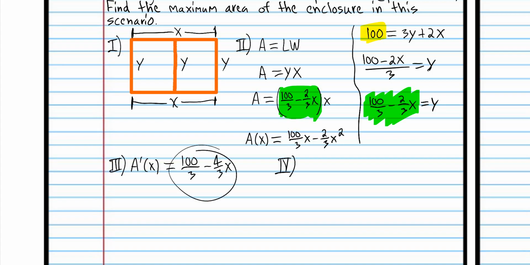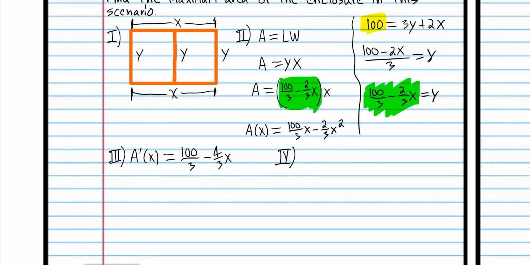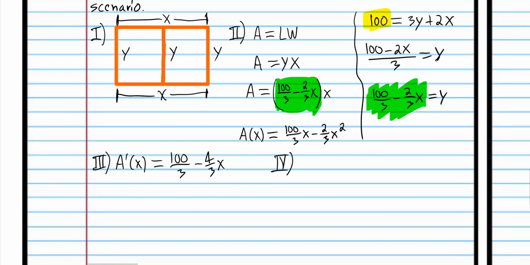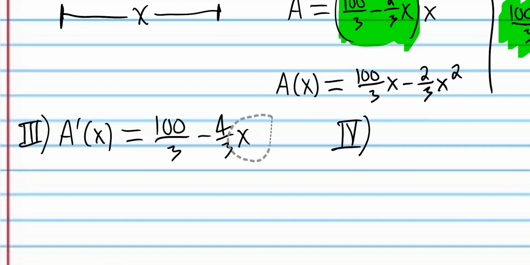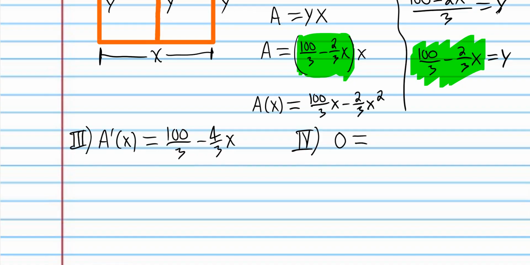I want to find the critical numbers, and the critical numbers are x values that make the derivative equal to 0 or that make the derivative undefined. There's no x values that are going to make this expression undefined because we don't have any letters in the denominator of a fraction. If this x were down here, then that would be a problem. There would be a situation where the derivative would be undefined, but we don't have that. But there are some x values that will make the derivative equal to 0, so I'm going to find those by setting the derivative equal to 0.